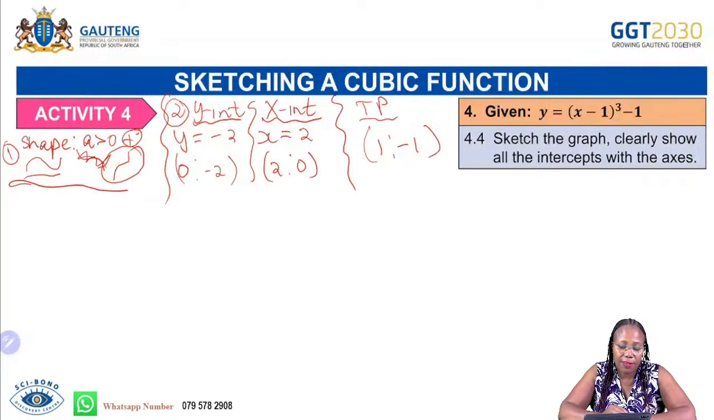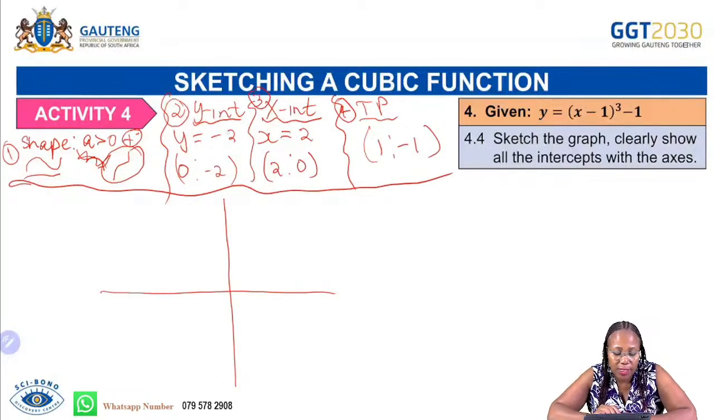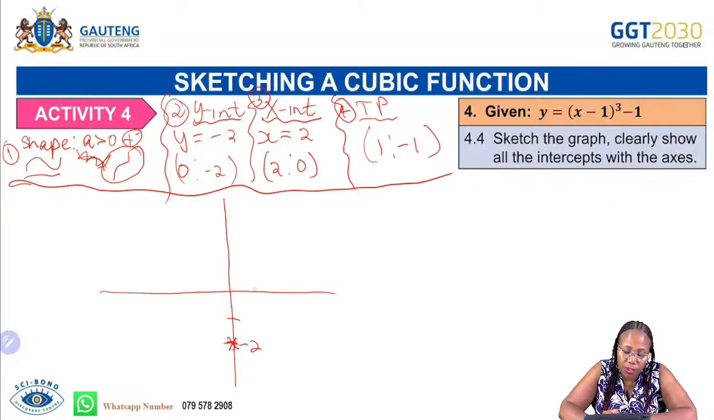Now we have everything that we need, grade 12. 1, 2, 3, 4. All what we need is there to sketch this particular function. And then now we can indicate the y-intercept is minus 2. That is our y-intercept. The x-intercept is positive 2. The minute you say intercept, it must be on the axis line. Okay, these two, it must be on the axis line.